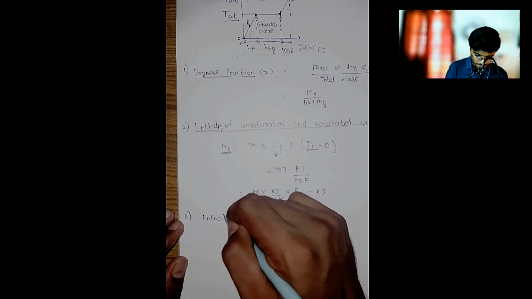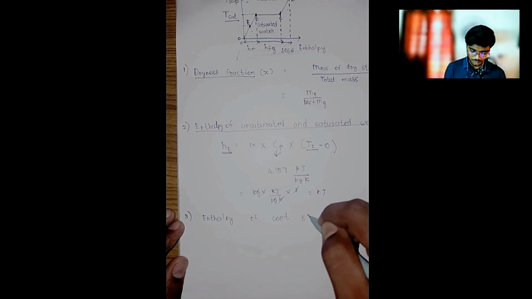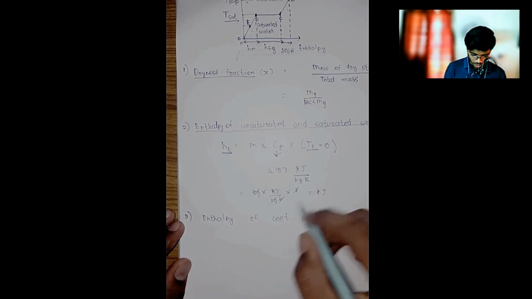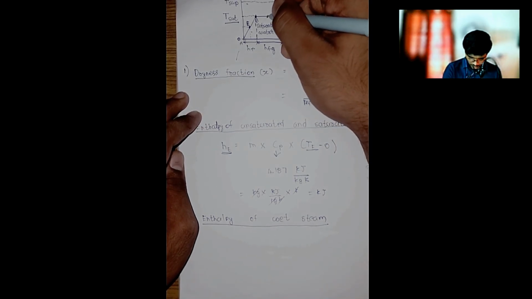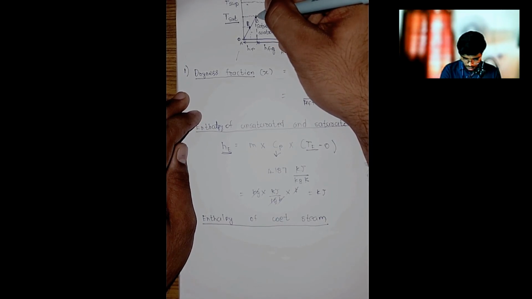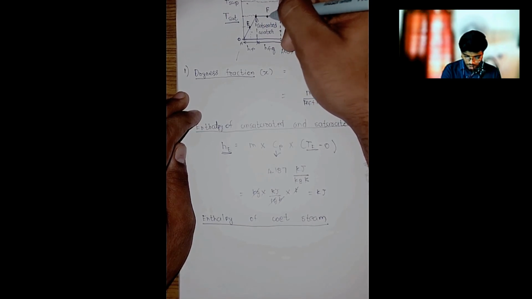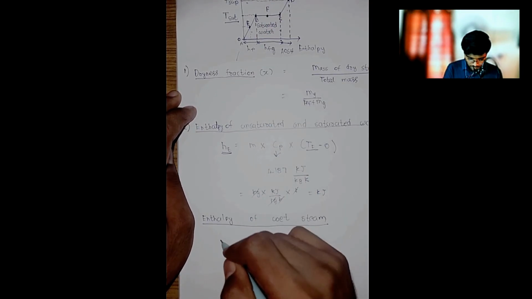Enthalpy of wet steam. Okay, let us take a point F between B and C. As we know, here it's not completely steam or completely water, it's a mixture of both water and steam. So how do we find the enthalpy at this point F?